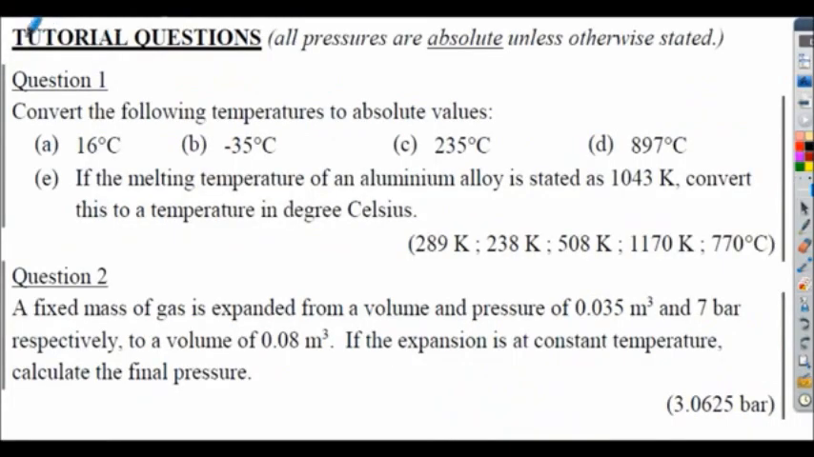Finally, I'll leave you with some tutorial questions to undertake at your own pace and assume that all pressures stated are absolute unless told otherwise. Here's question 1 and question 2. Answers are always shown in the brackets on the right hand side of the slide. I'll let you determine, where appropriate, the gas law to use. There's a choice of 5 gas laws, of course, but hopefully when you extract the information from the question, you'll see which gas law is most appropriate.